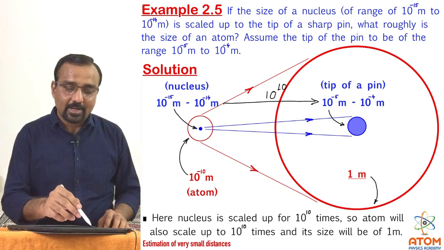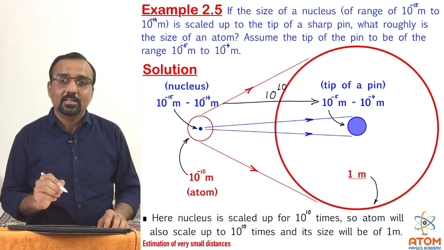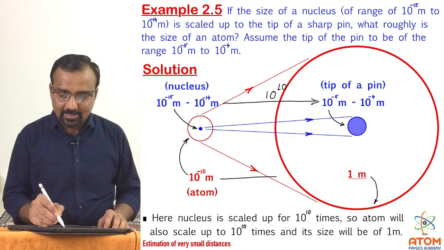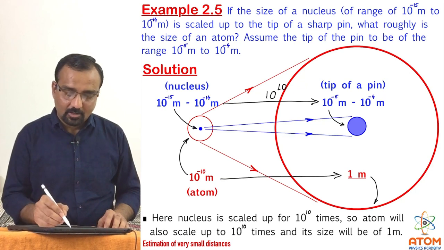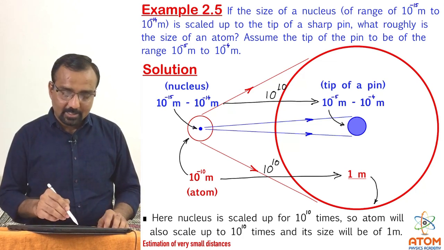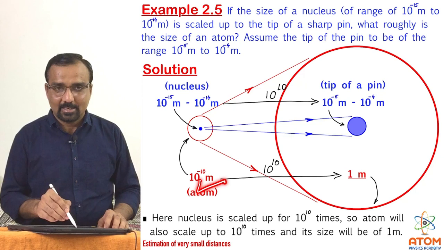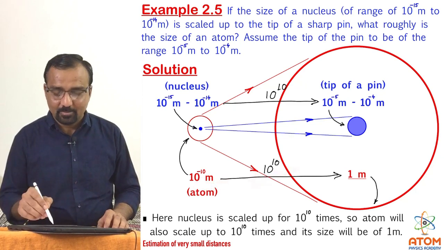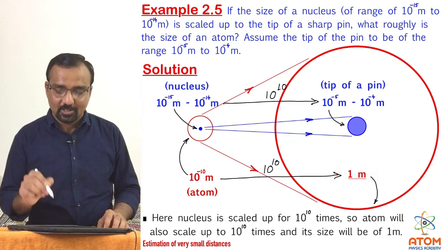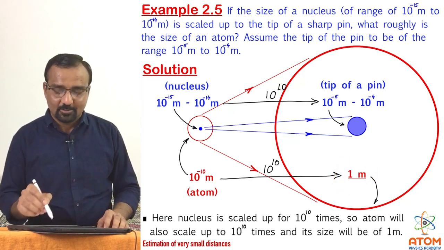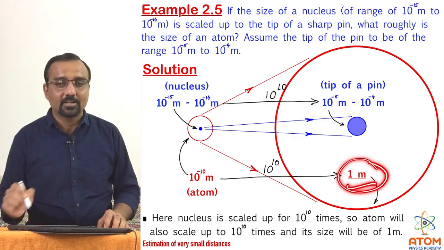So, the size of the atom right now is 10 raised to minus 10 meter. So, that will also be scaled up to 10 raised to 10 times. That means it will become 1 meter. Here this is 10 raised to minus 10 meter, which is scaled up 10 raised to 10 times, that becomes 1 meter. So, the size of the atom will be scaled up to 1 meter. That is our answer.